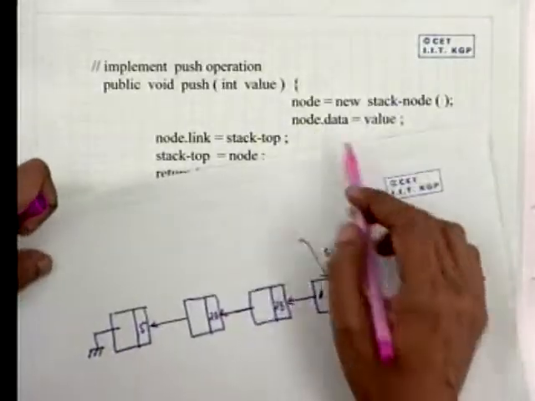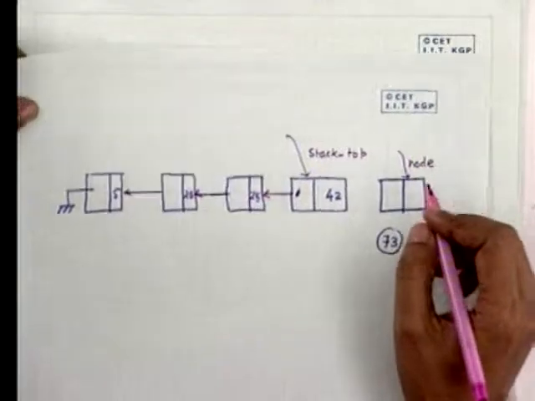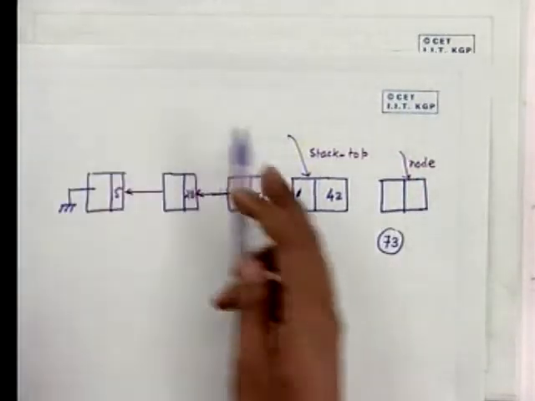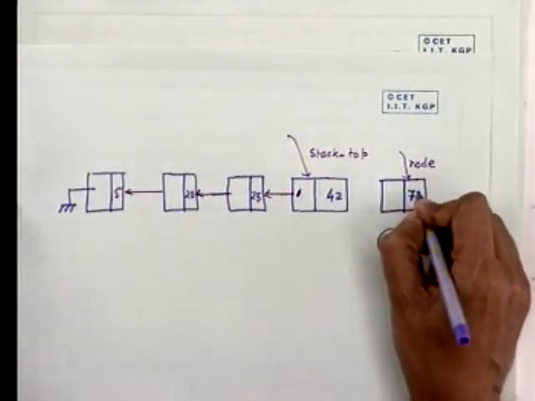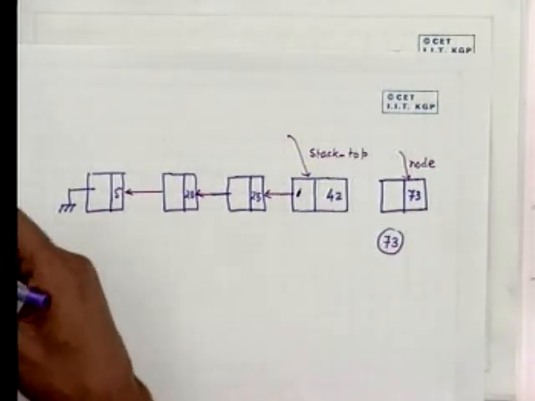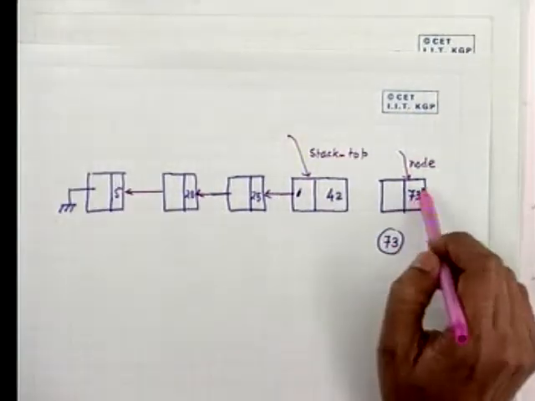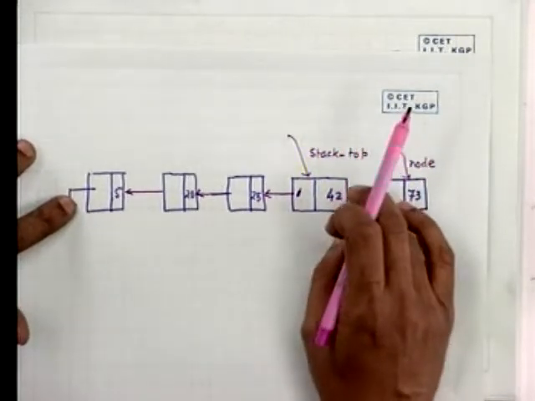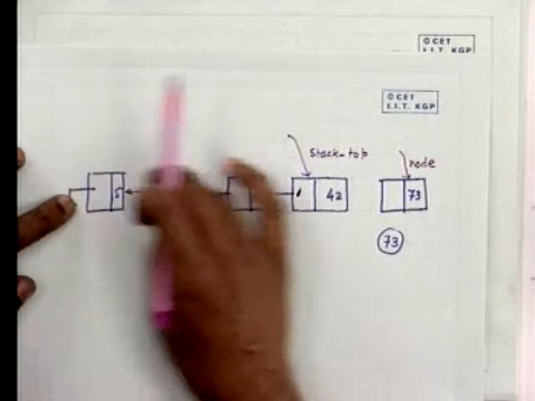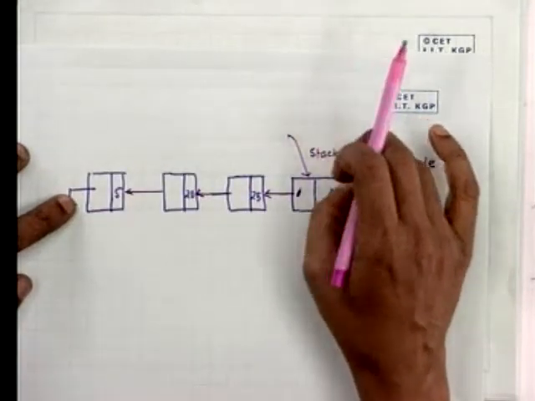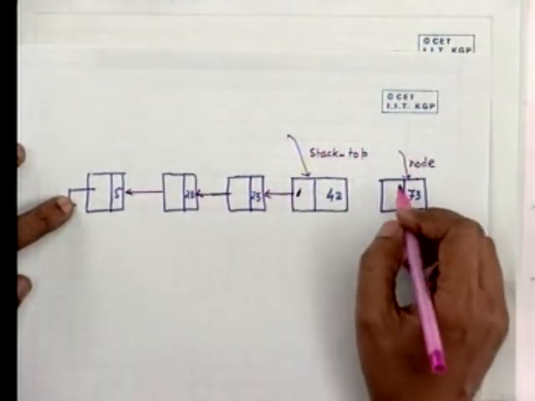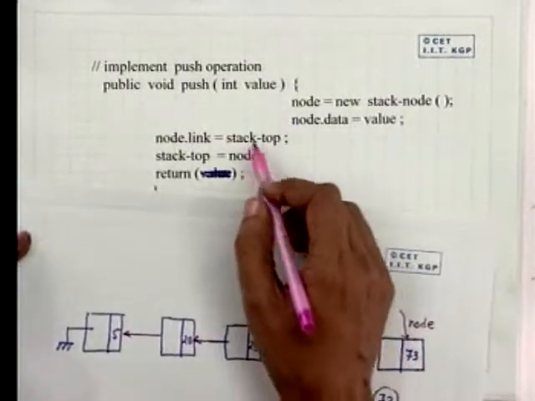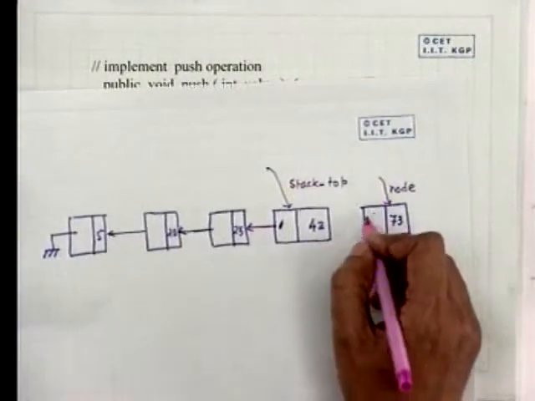Now next is we store the node dot data value. So here we store the value 73 which we want to store. And the next, which one should it refer to? This is the topmost element of a stack which has to be pushed into an existing stack. Now this existing stack is this one, which is referred to by the stack top. So all we need to do is to make the stack top the same as the node link.